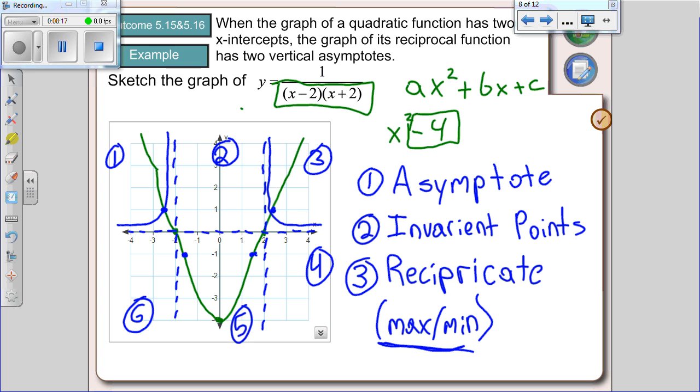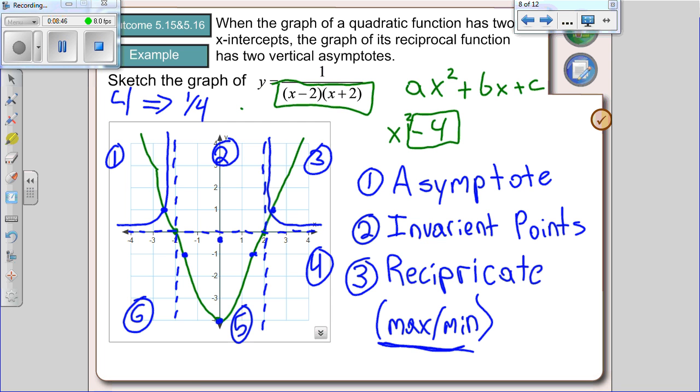To do that, you go to your max or your min. We have a minimum point. You take that value. That minimum is at 4. When you reciprocate 4, what does it become? 1 over 4. So this point moves all the way up to 1/4, right there.